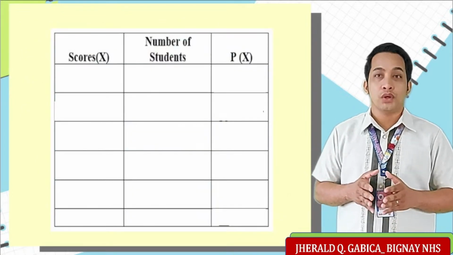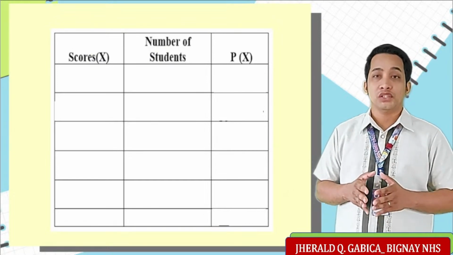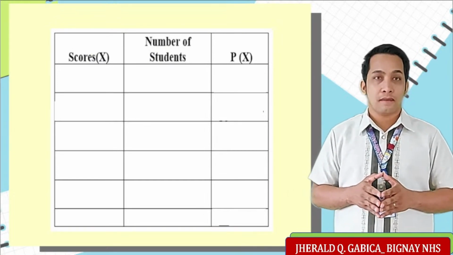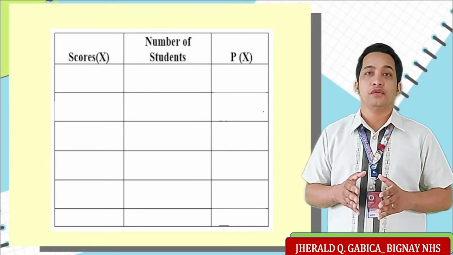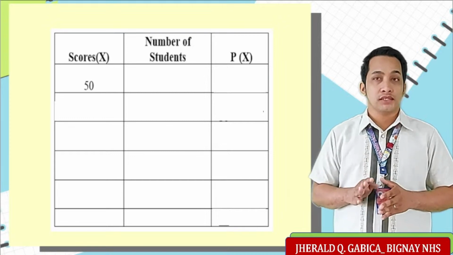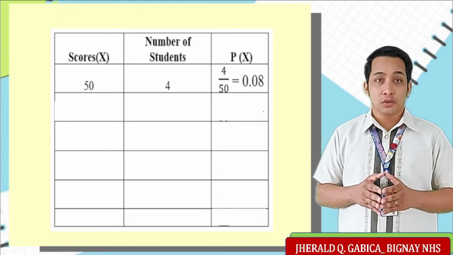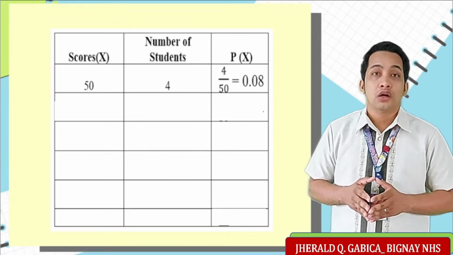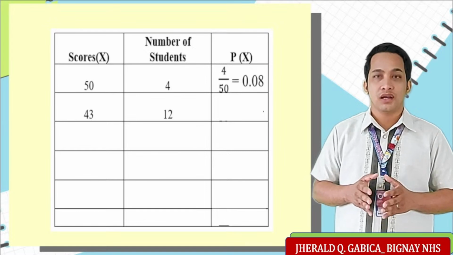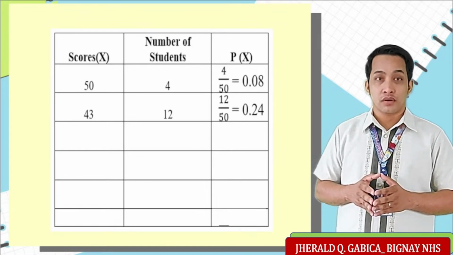To do this, we need to solve for the individual probabilities P of x for each test score x. For the first P of x, out of 50 students, 4 students got 50. That is 4 over 50 or 0.08 in decimal. For score of 43, 12 students out of 50 got it. So 12 over 50 or 0.24.